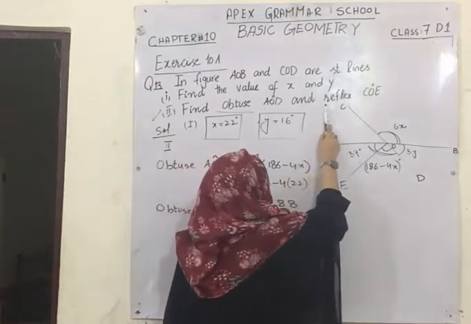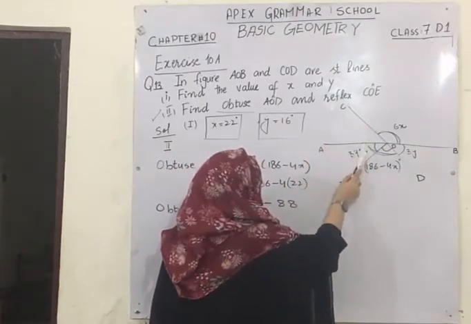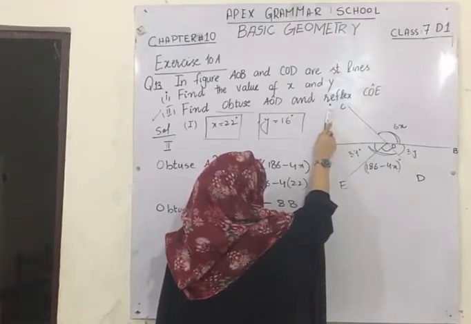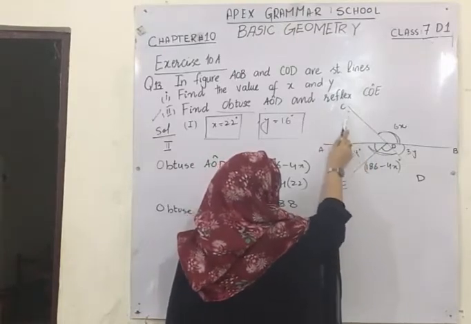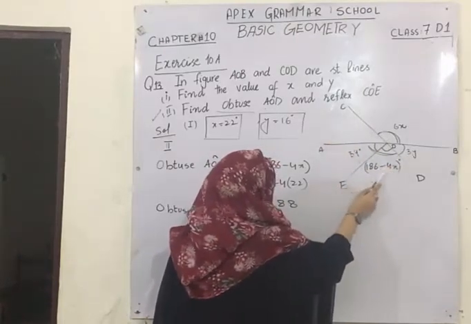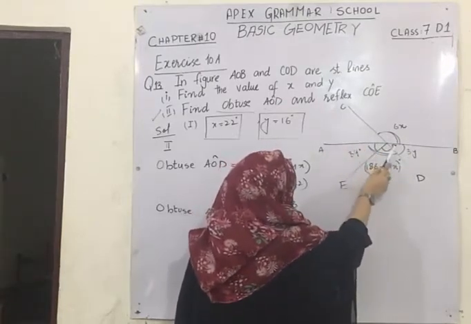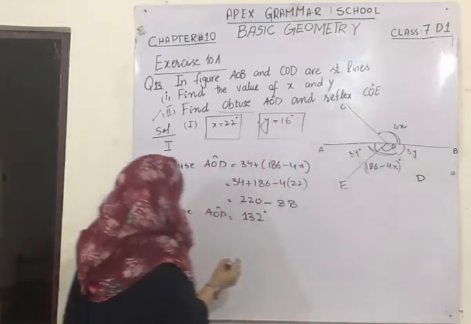Next we have to find reflex COE. This is our COE. This is not reflex COE. Remember, reflex was more than 180 and less than 360. So this angle cannot be more than 180. As you can all see, if you take this round, then it would be more than 180 and less than 360. So I am going to find my COE by adding 6x, 3y and 186 minus 4x.